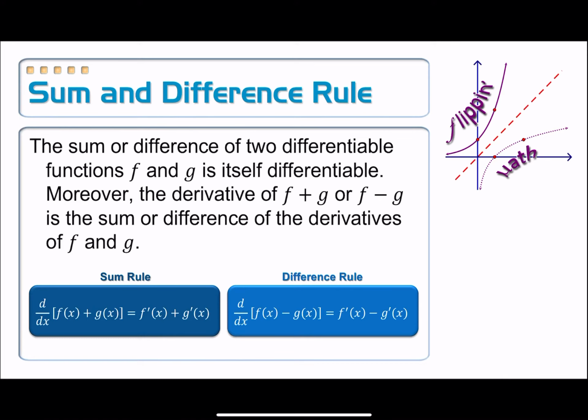Here's the sum rule. The derivative with respect to x of f of x plus g of x is f prime of x plus g prime of x. And it also works for subtraction. The derivative with respect to x of f of x minus g of x is equal to f prime of x minus g prime of x. I wonder if it works for products and quotients. That's a good question. In the meantime, next video we'll apply the sum and difference rules.